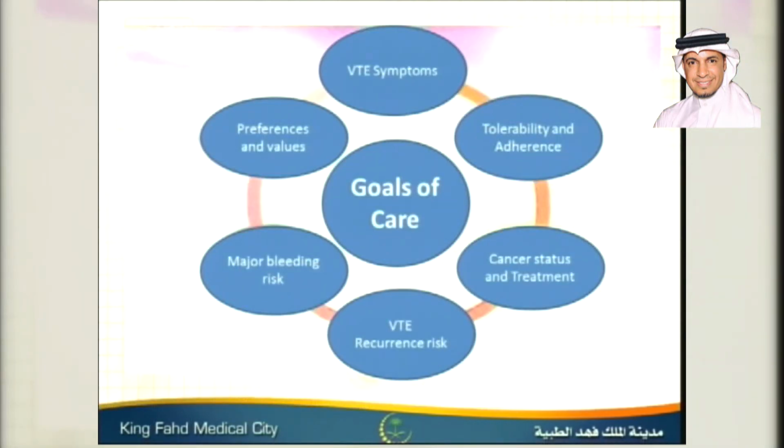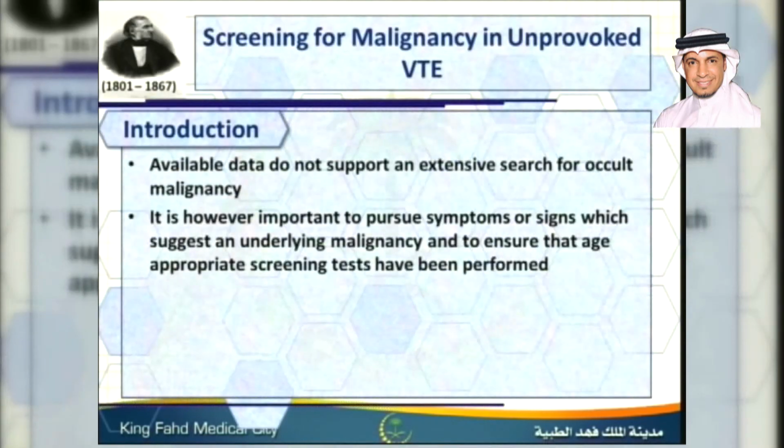Very important to keep in mind the goals of care in cancer thrombosis: the VTE symptoms, symptomatic or not, tolerability, adherence, cancer status and treatment, VTE recurrence risk, major bleeding, and preference. You have to keep the patient in the decision-making process, because all guidelines recommend that patient preference and values count. If the patient is not willing to take an injectable drug or cannot afford it, you have to negotiate another option with the patient.